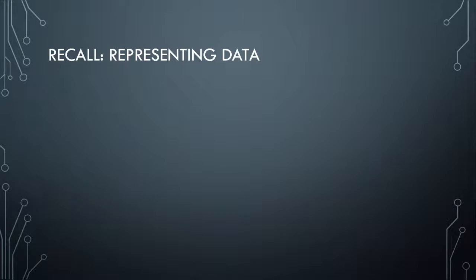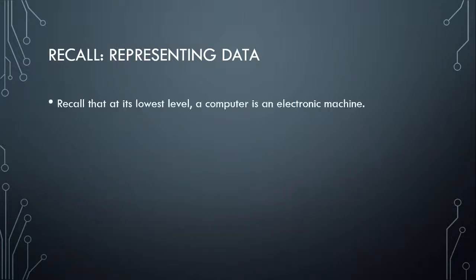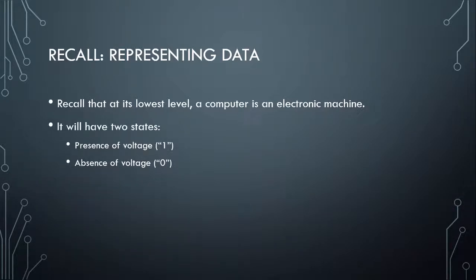Let's do a little recall here and go back to representing data. Recall that at its lowest level, a computer is an electronic machine. It just is. It's not analog, it's electronic. Typically we have talked about that there are two states: a presence of voltage, which we represent using 1, and an absence of voltage, which we represent using 0. This binary representation of this basic unit, if you remember, was a bit. So 0 and 1 were bits. And of course you had 8 bits that made a byte, and so on and so forth.